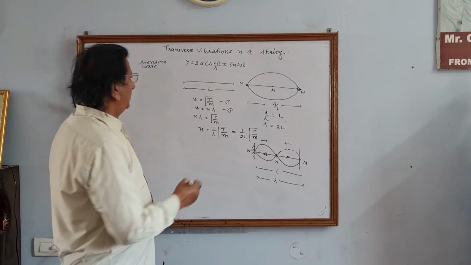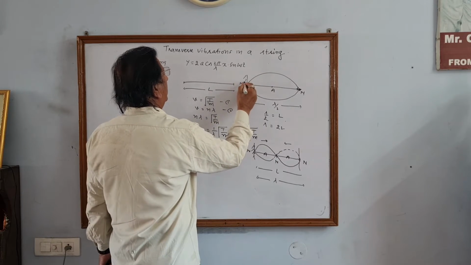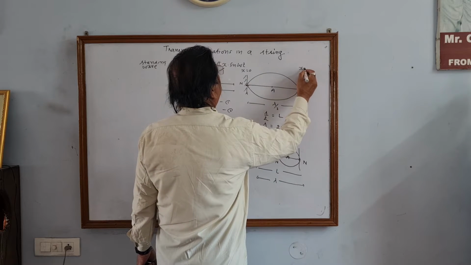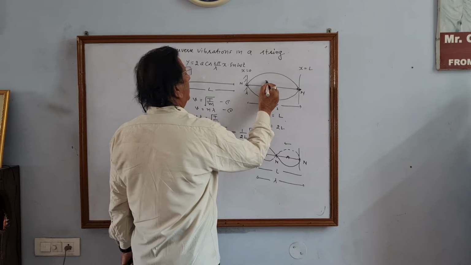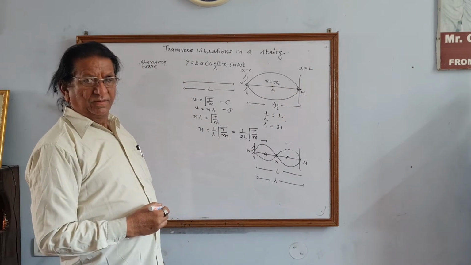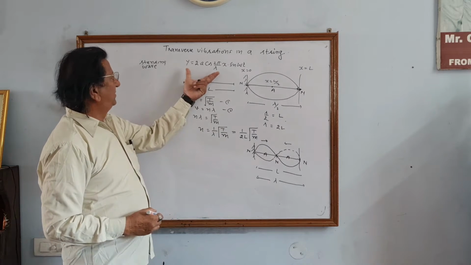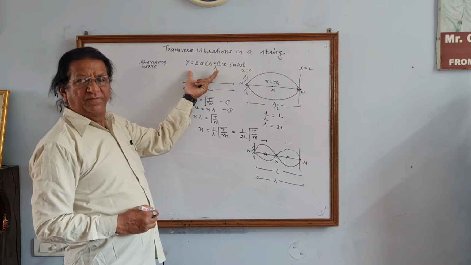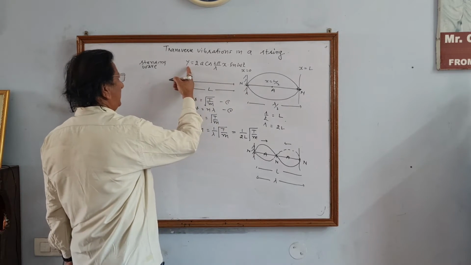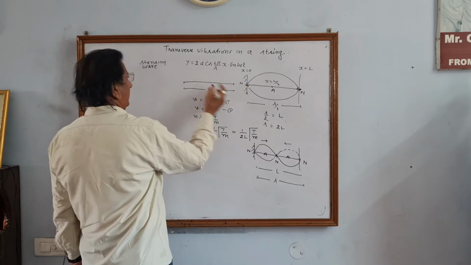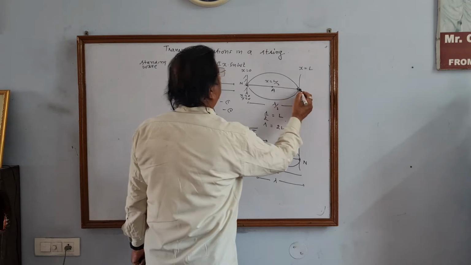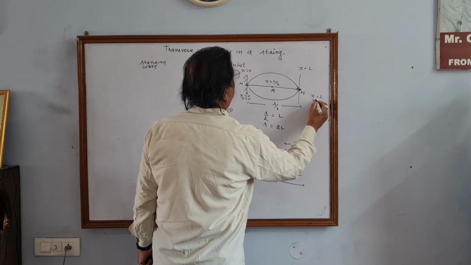Okay. Now here x is 0. At this point x is equal to L. Here x is equal to L by 2. Making use of this equation for standing wave at different values of x, what is the displacement? You know, at this point x is 0 and y is also 0, but at this point x is equal to L but y is equal to 0.